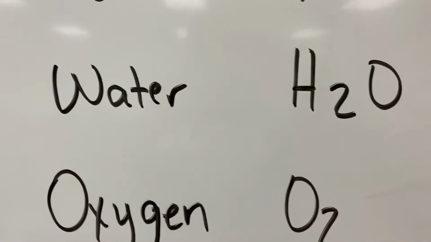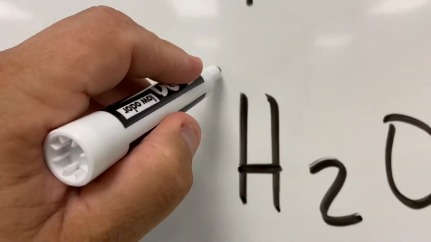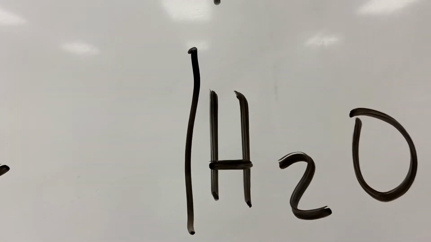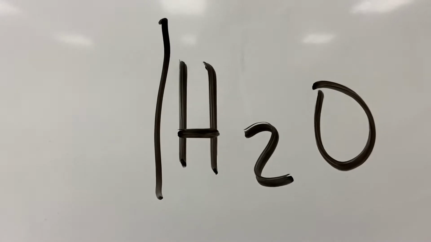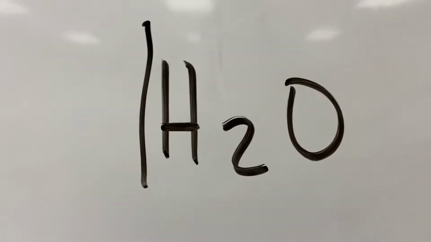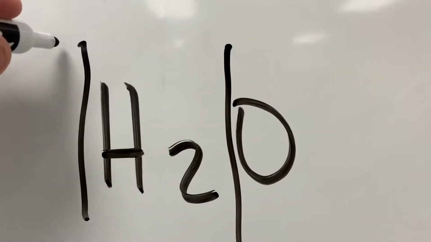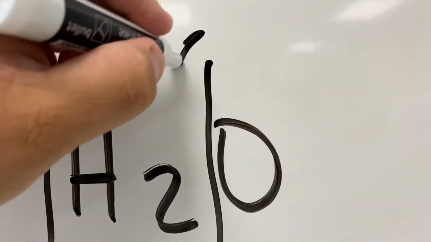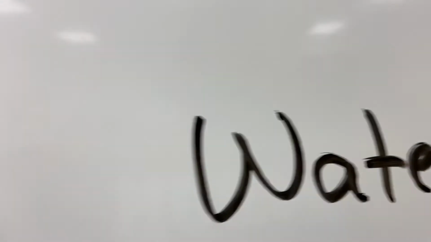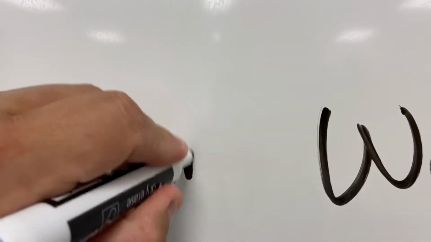Next one is water. Karate chop the H. And do we karate chop the 2? No, because it's not a capital letter. Do we karate chop the O? Yes, because it is a capital letter. Number them. That's 2. So we know that that is a compound.